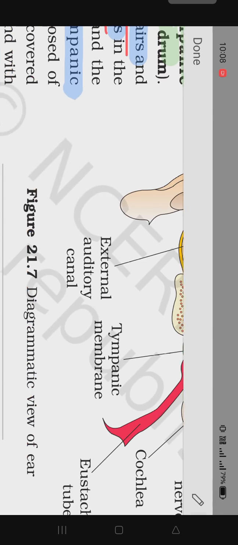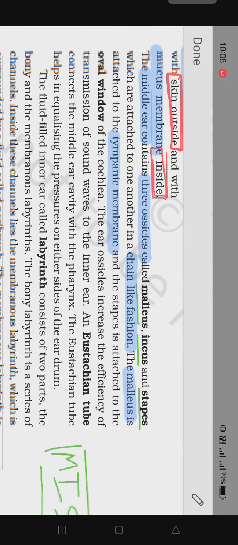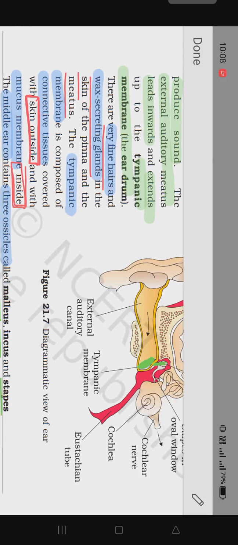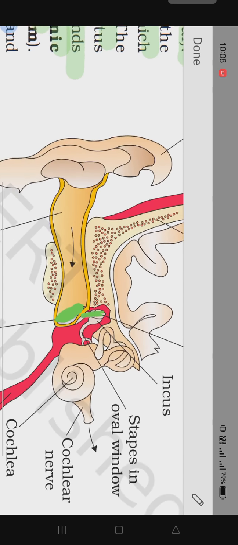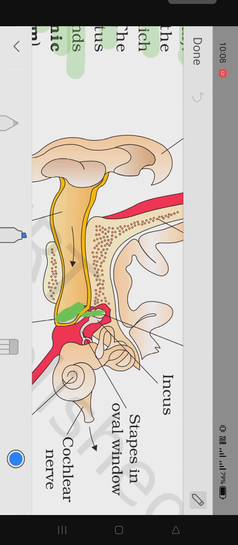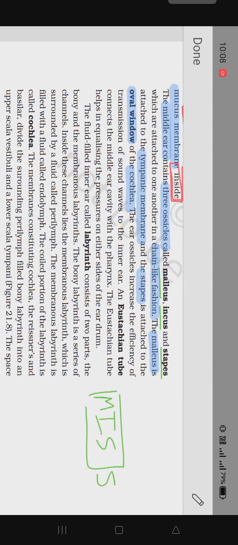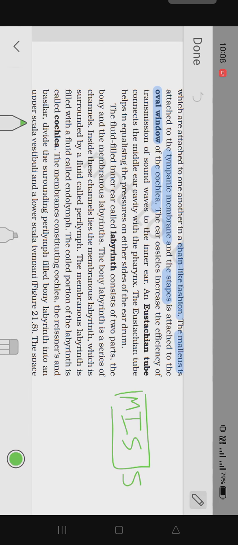Now, what is happening over here? The malleus is further attached to the incus on the other side, and lastly to the stapes. The stapes is attached to the oval window of the cochlea. See, the cochlea has two windows: one is the round window, the other is the oval window. This is the stapes. The stapes footplate is attached to the oval window of the cochlea. Don't worry, I'll tell you later how it is formed, what the round window is, what the oval window is. Just stay with me.